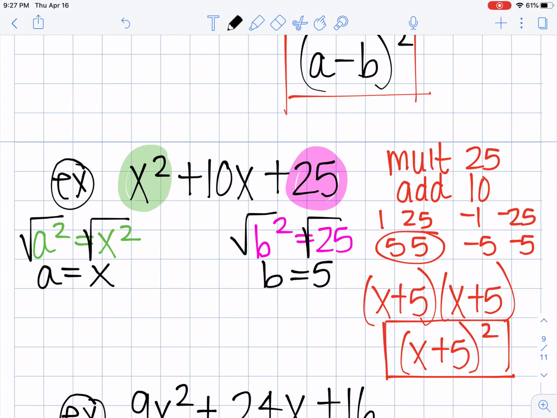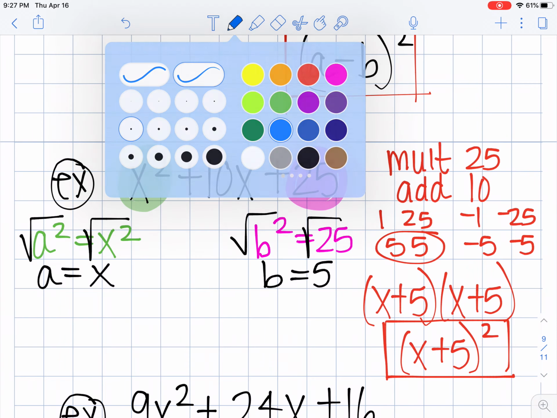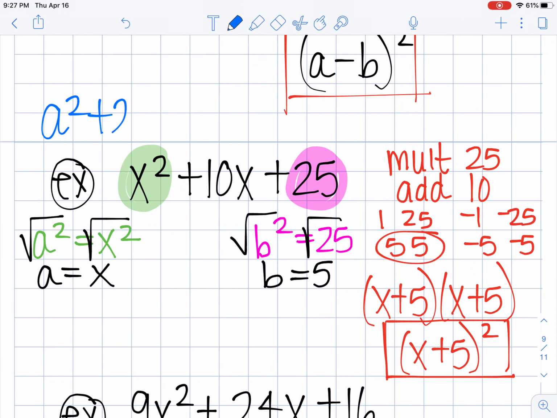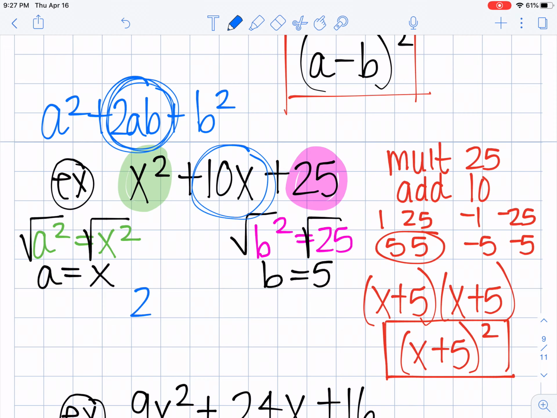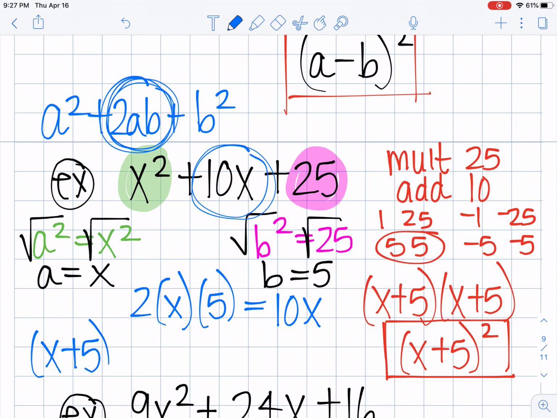Now, the formula said a squared plus 2ab plus b squared. So I have to figure out if this middle term, 2 times a times b, is equal to 10x. So what's 2 times a, that's x, times b, which is 5. If I multiply all this together, 2 times x times 5, that indeed gives me 10x. So that means I can just use my formula. My formula says this is going to be equal to x plus 5 times x plus 5, or x plus 5 squared.